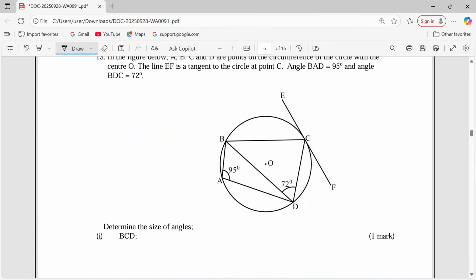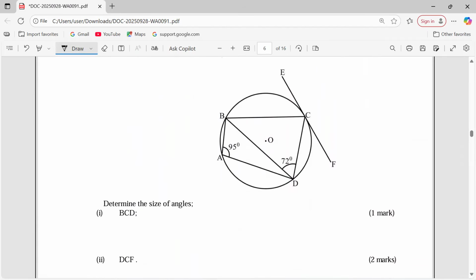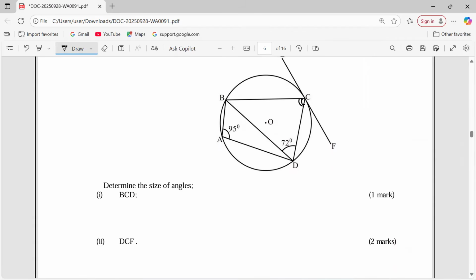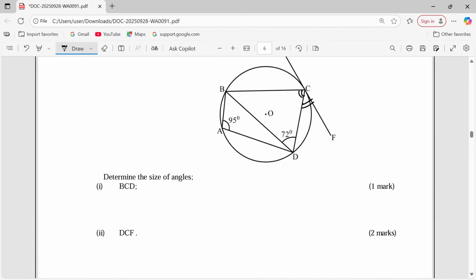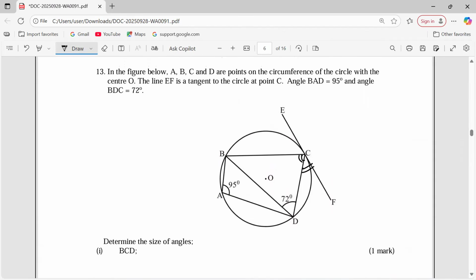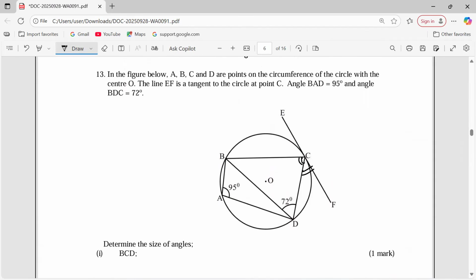The angle BCD, this one, and also DCF, this one is also needed. Let's work out all those angles. One thing you're supposed to know is that ABCD is a cyclic quadrilateral because all the points are on the circumference of the circle.